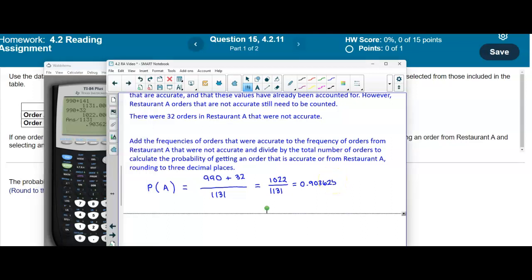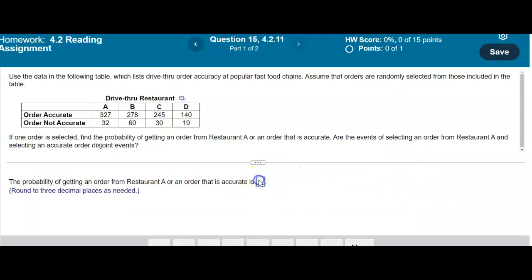Again, they're asking us to round this to 3 decimal places. Keep in mind that 3 is the rounding digit and 6 is the testing digit, so we're going to round up here, and we get 0.904, or approximately 90%. Let's put that in here, 0.904. So the probability of getting an order from restaurant A or an order that is accurate is 0.904. And let's check our result.